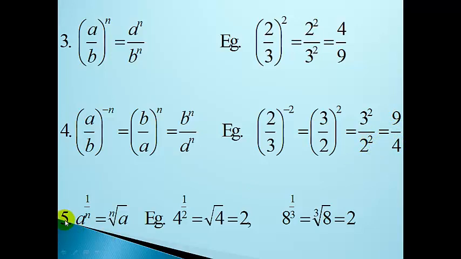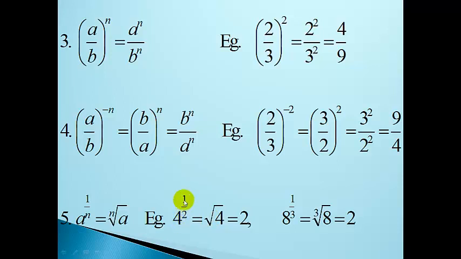Now let's look at property number 5. A raised to the power 1 over n is equal to the nth root of a. What do you mean by that? If you have 4 raised to the power 1 over 2, when you look at the exponent, it's a fraction. The numerator of the fraction is 1 and the denominator of the fraction is 2. And so 4 raised to the power 1 over 2 is the square root of the number. That's the denominator's root of the number.